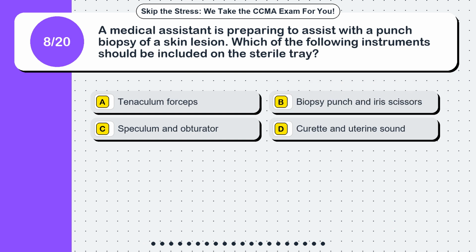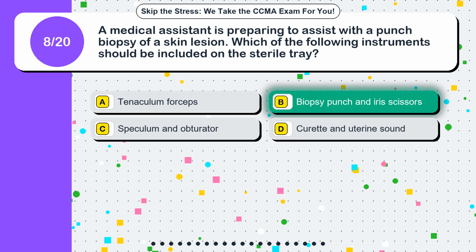Question 8. A medical assistant is preparing to assist with a punch biopsy of a skin lesion. Which of the following instruments should be included on the sterile tray? Option A, tenaculum forceps. Option B, biopsy punch and iris scissors. Option C, speculum and obturator. Option D, curette and uterine sound. The correct answer is option B, biopsy punch and iris scissors.